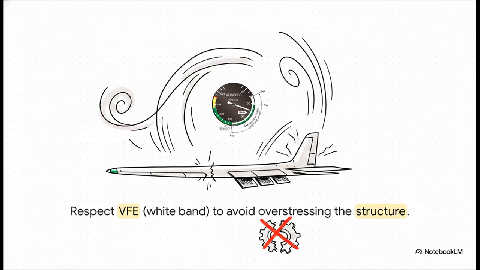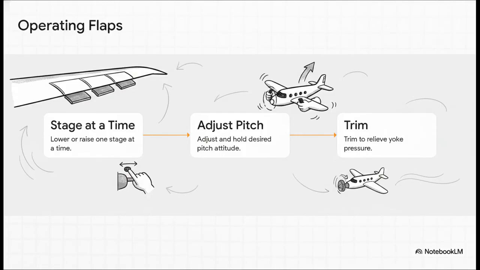You have got to respect the white arc. Because of these really strong aerodynamic forces, we have a very specific, strict procedure for operating flaps. You don't ever just dump them all at once. Step 1, you move them one stage at a time.